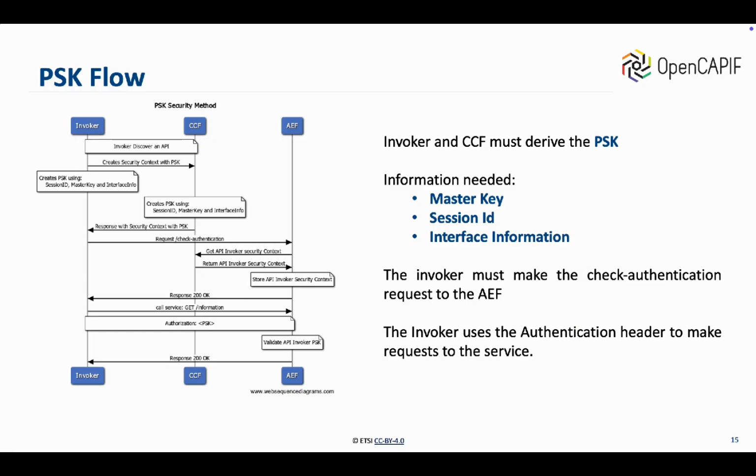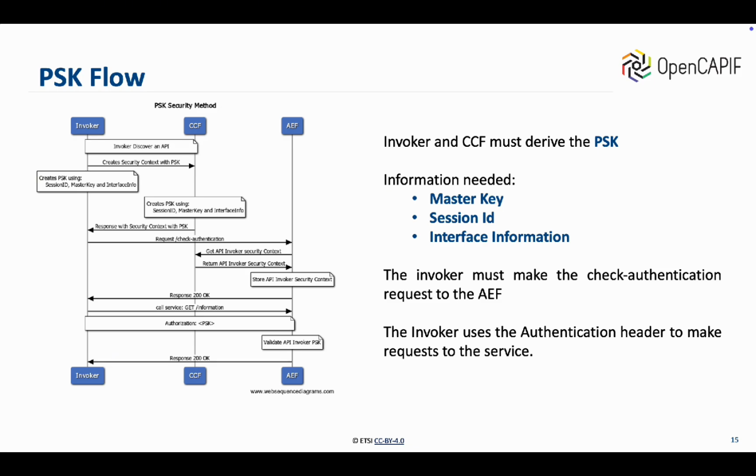When both already have the key, the invoker must make a request to the AF to verify that it has access to the service that it exposed. In this request, the AF asks the CAPIF core function for the invoker's security context that contains the PSK needed to validate the next requests. With this, the invoker can now make requests to the service using the PSK in the request header.